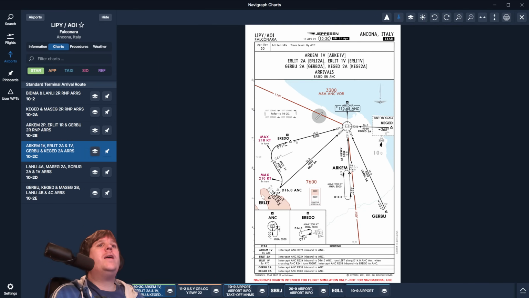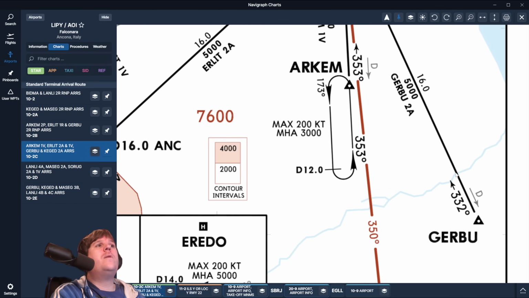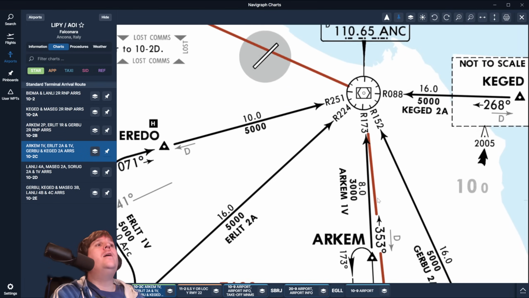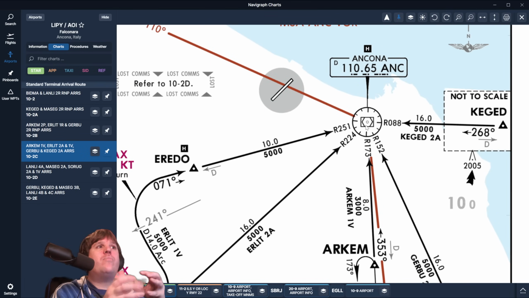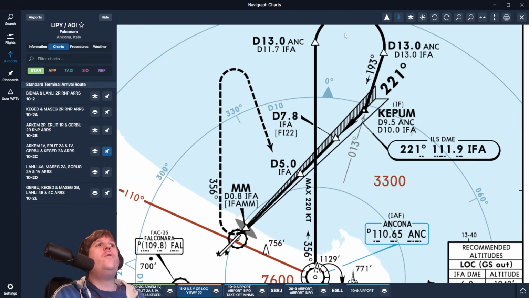And so let's just assume, I don't know, we're coming from this waypoint here, Gerbu. So we would follow the approach here to Gerbu. It's a very simple one instruction there. There's one leg to it. That brings us to Ancona VOR. And then from Ancona VOR, it would be this one here, from Ancona VOR up north and round. That is the ILS Yankee.